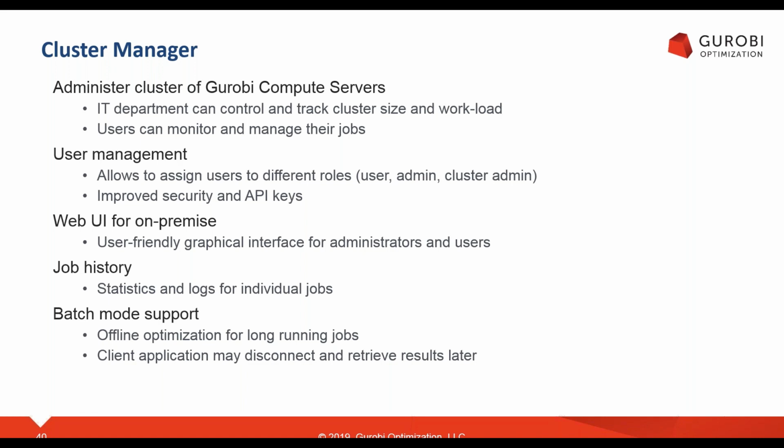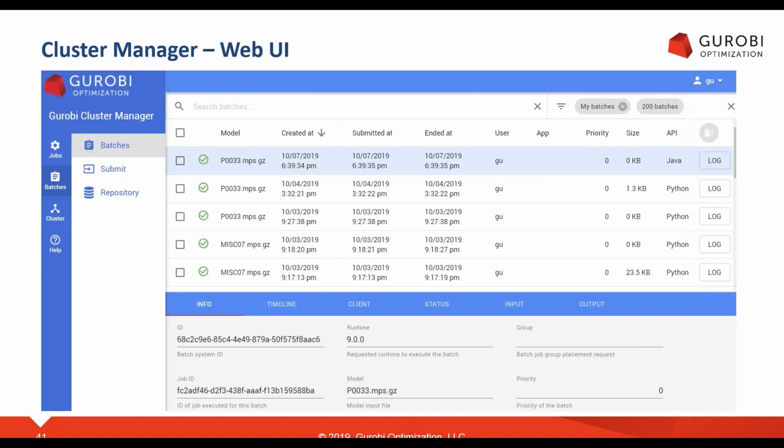In particular, in this web UI, you have a job history that tells you about your jobs, gives statistics and logs for the individual jobs that you have launched. And then from a functionality point of view, we have added so-called batch mode support to the cluster manager. That means you can now do offline optimization if you have long-running jobs. So that means the client application can specify the model and launch the job, and then it can disconnect. And later it can reconnect to the cluster manager and retrieve the results.